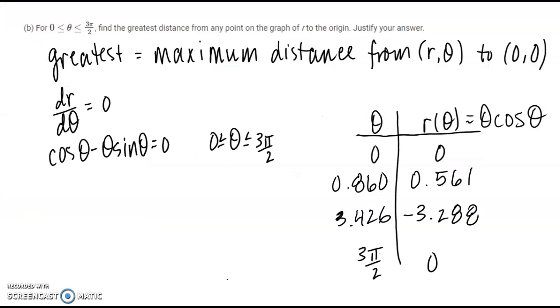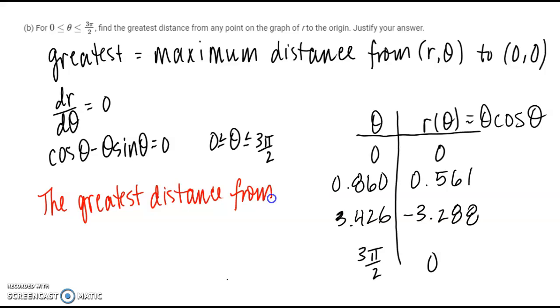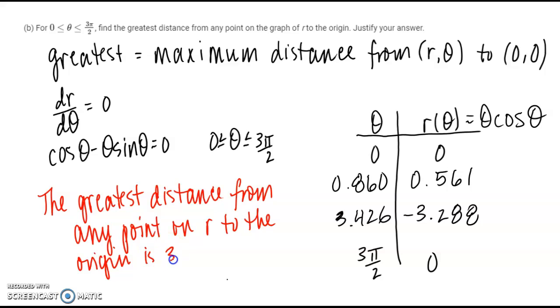So to answer the question, find the greatest distance, right? One sentence. The greatest distance from any point on R to the origin. And hopefully you know why it's this, even though it's negative. Right? A negative distance, when we're graphing, all that tells us is to go into the opposite quadrant. So the greatest distance from any point on the graph of R to the origin is 3.288.